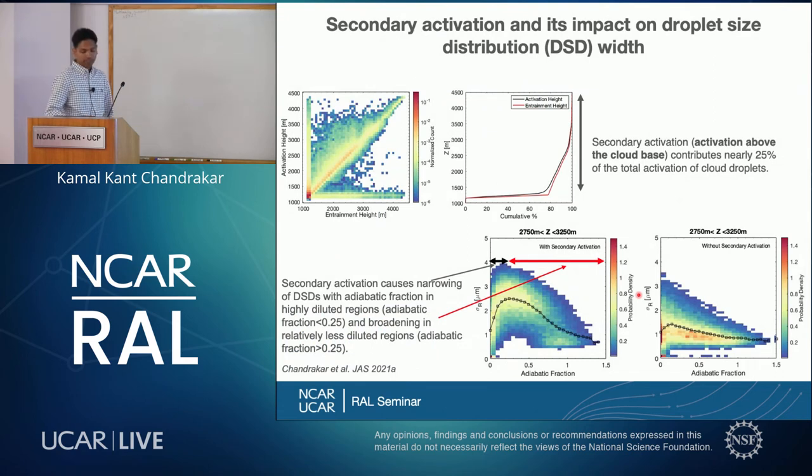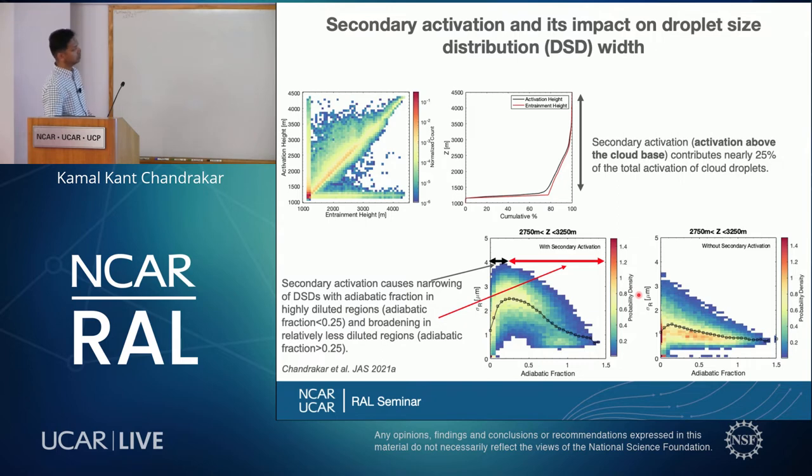So to further understand this problem, like how secondary activation of droplets inside the cloud affects different cloud properties, here we track the entrainment and activation height of different particles. The left panel shows the 2D histogram with numbers showing the normalized count. And the right panel shows the cumulative activation and entrainment at different altitudes. So you can see there's significant activation near the cloud base, almost 75% of the total activation.